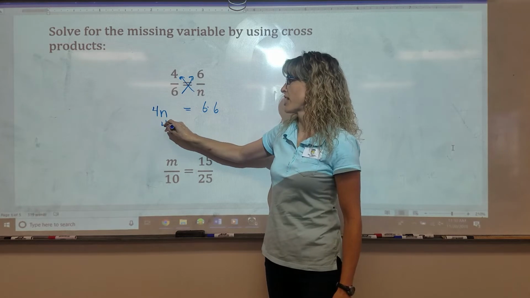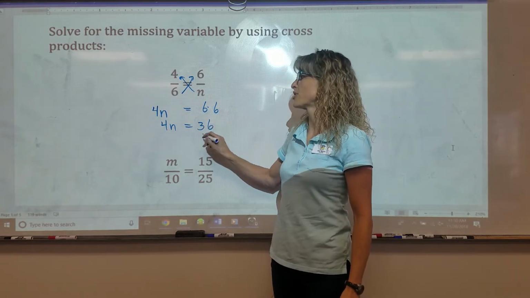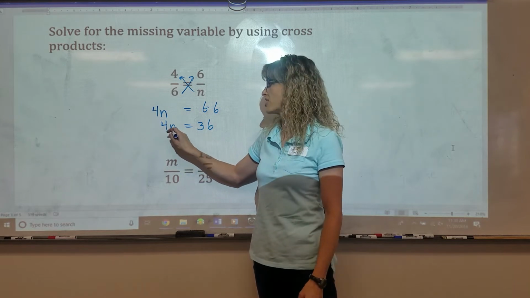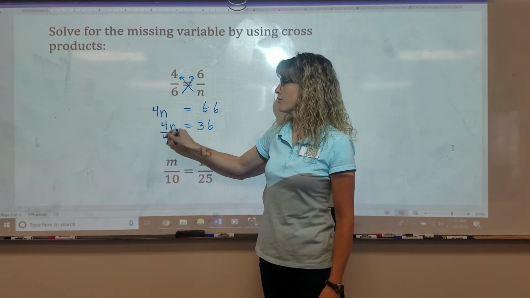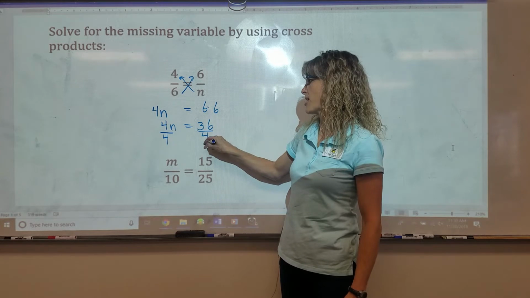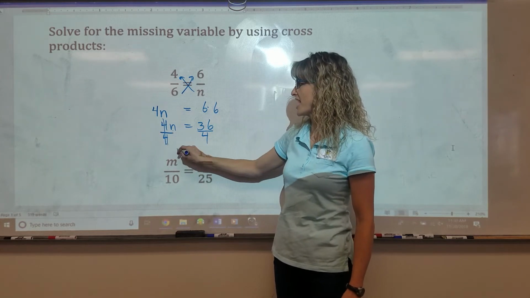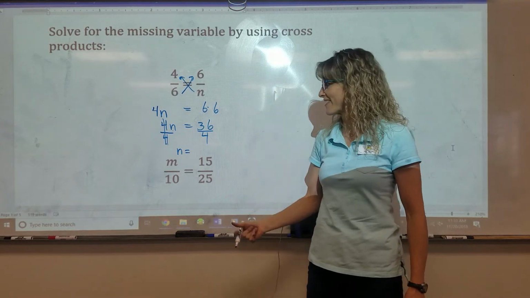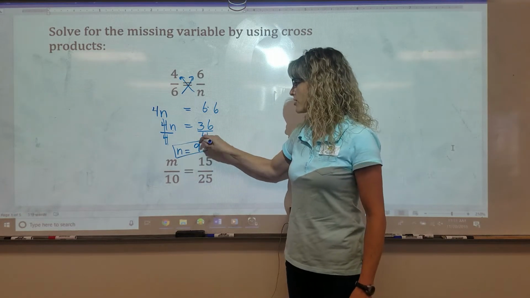Then I'm going to simplify. 4n equals 36, and now I'm going to solve for n by using our inverse operation. To get n isolated, I need to get rid of the 4 by dividing. I keep a balanced equation, do it on both sides, and I get n equals 36 over 4, which is 9. Very good. Thank you for listening and staying with me.